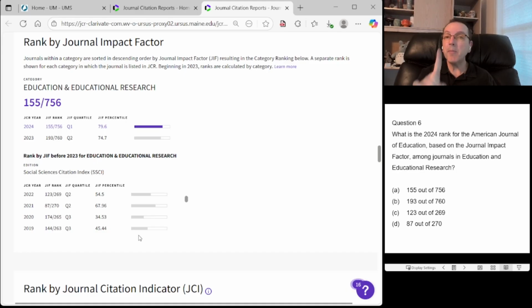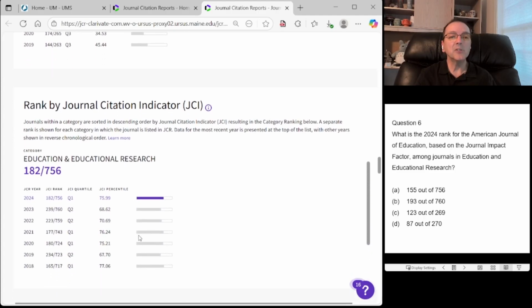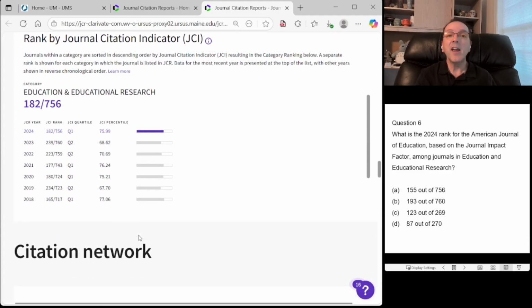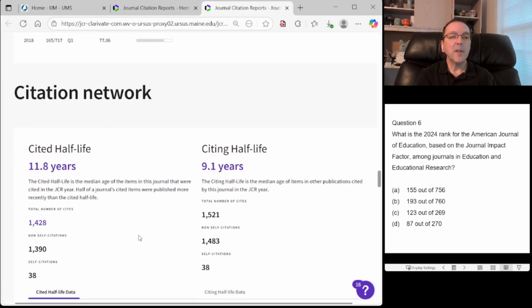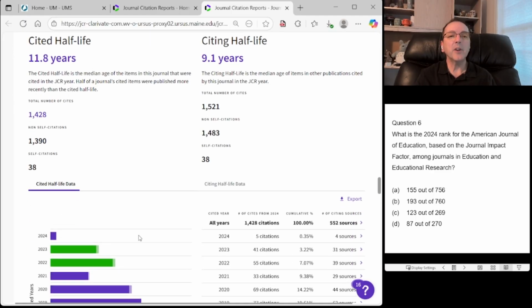Okay, now before wrapping up, let's look at a couple other things. One, as I noted, you can also rank by the journal citation indicator. Now, notice these are going to be a little different because remember, the journal citation indicator is based on 3 years instead of the 2 years. And then there's this notion of a cited half-life, and we'll take a quick look at this for a moment.